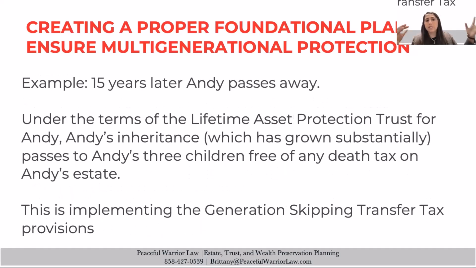And 15 years later, when Andy passes away, under the terms of this lifetime asset protection trust, his inheritance has grown substantially, and it passes to his 3 children free of any death tax on Andy's estate, which is using this concept called the generation skipping transfer tax. In the interest of time, I'm not going to emphasize that anymore.